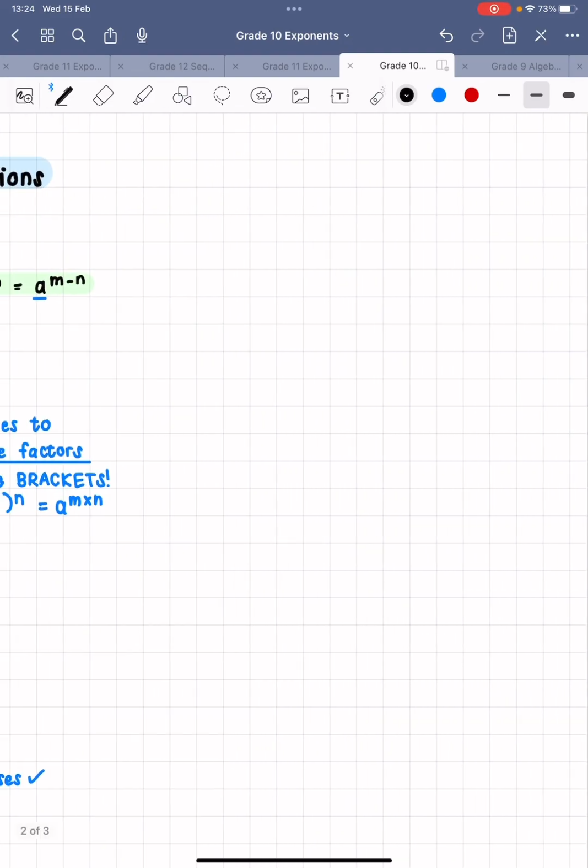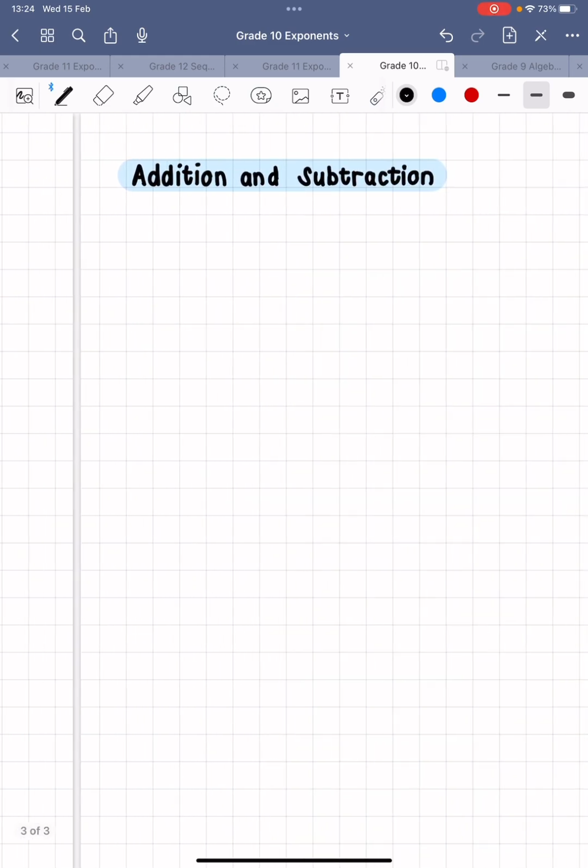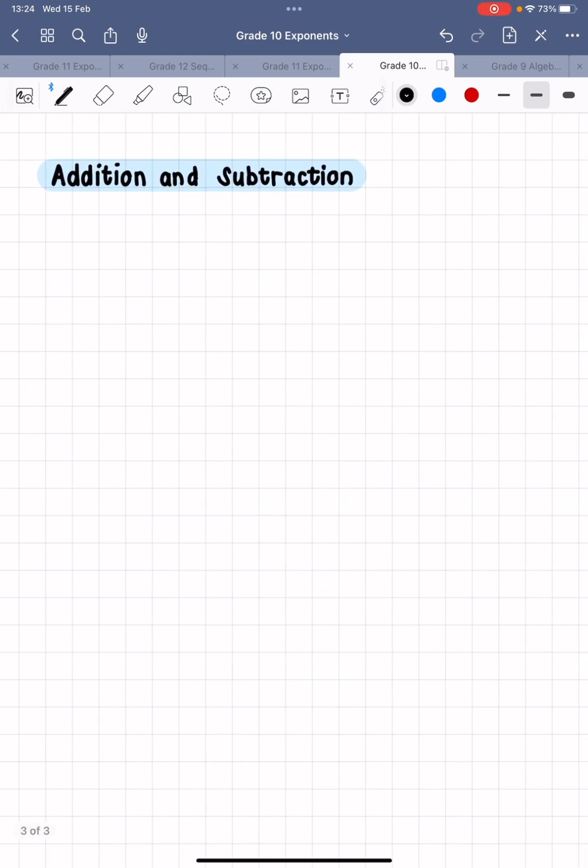Yesterday we did questions where we were simplifying complex exponential expressions, where we had multiplication and division. Today we are going to do similar expressions, so complex exponential expressions, but with addition and subtraction.